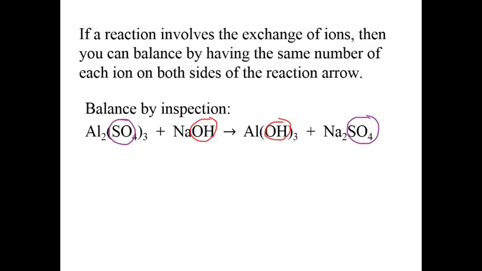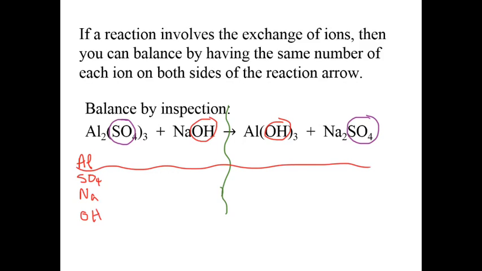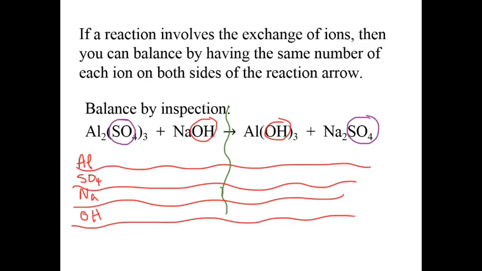So when I do my tally here, here's my brick wall. The things that I need to balance, I'm going to keep together. So things I need to balance include aluminum, SO4, and it's SO4 2-, but I'm just going to leave SO4 for now, Na, and OH. Those are the things we need to balance between the reactant and the product side. This is what we call an exchange reaction.